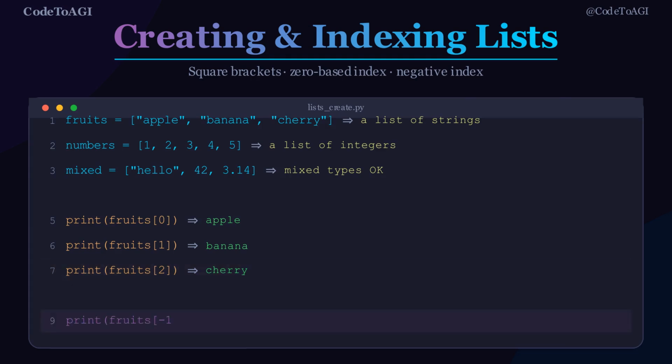To access a single item, use the index in square brackets. Python starts counting at 0, so fruits at index 0 is apple. Fruits at index 1 is banana. Fruits at index 2 is cherry. Negative indexing also works. Fruits at index -1 gives the last item, cherry. This zero-based indexing is used in almost every programming language.